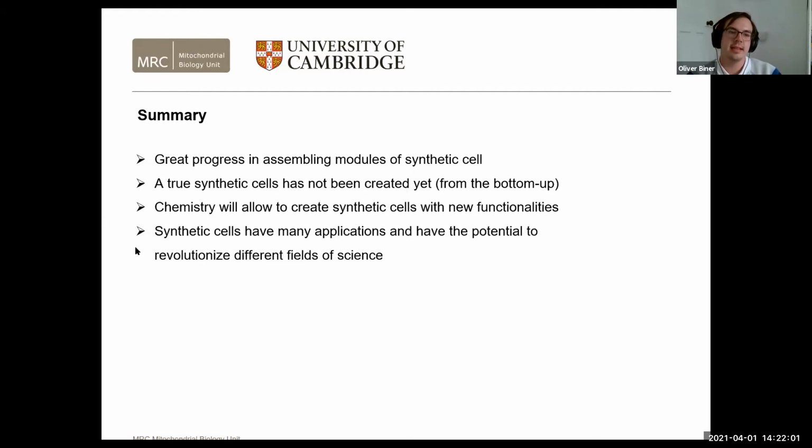And also synthetic cells have many applications and have the potential to revolutionize different fields of science, such as origin of life research, which will be introduced by Claudia after this talk. Thank you very much.